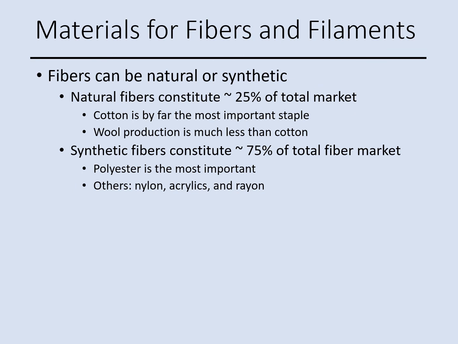For the materials that we use for fibers and filaments, there are two categories. One is natural and one is synthetic. For the natural fibers, we have cotton and wool. Wool is less common compared with cotton. Also, we use synthetic fibers, which make up 75% of the total fiber market. Some examples of synthetic fibers are polyester, nylon, acrylic, and rayon.